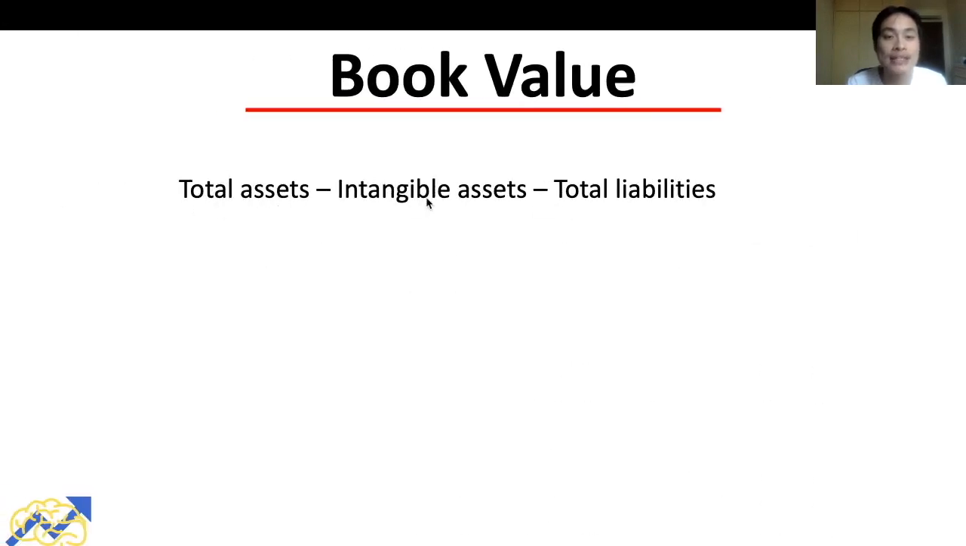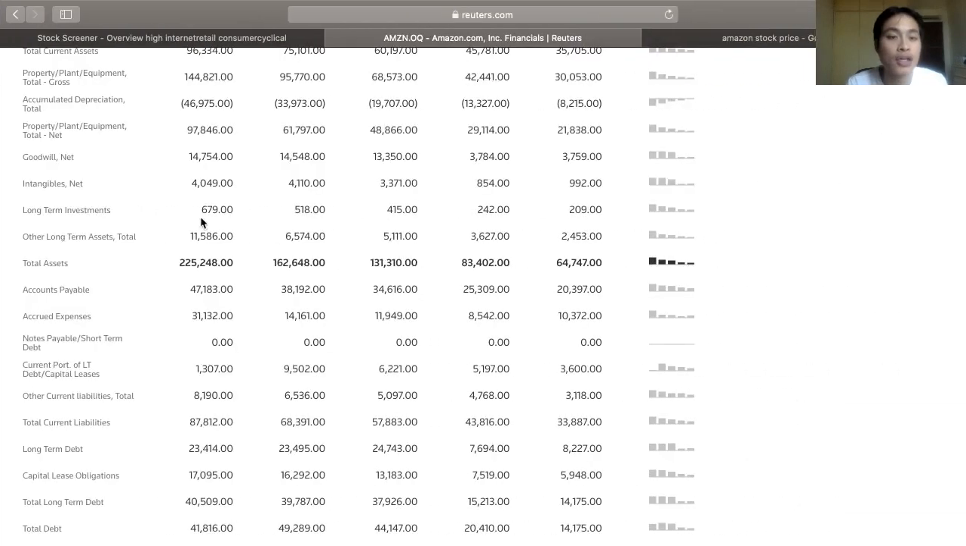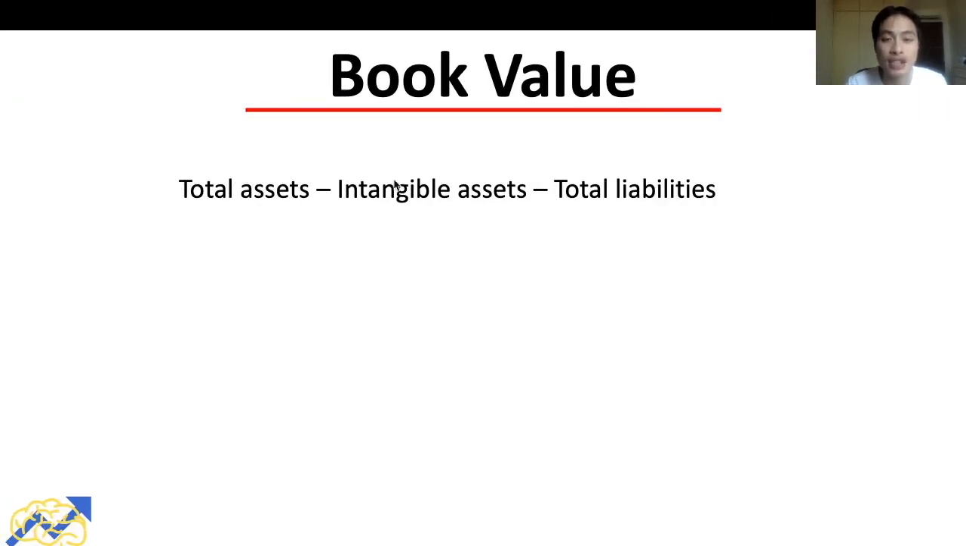The next thing we want to find is the intangible assets. So to find intangible assets, the intangible assets is here. Intangible assets include the intangibles, so it's 4,049, and the goodwill. So goodwill is 14,754. So we add up those two to get the intangible assets.